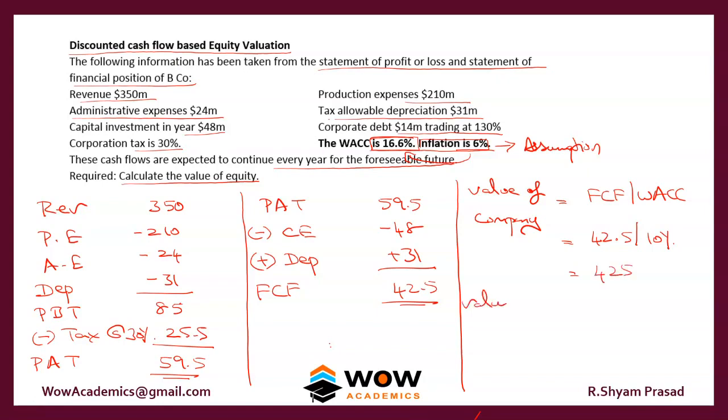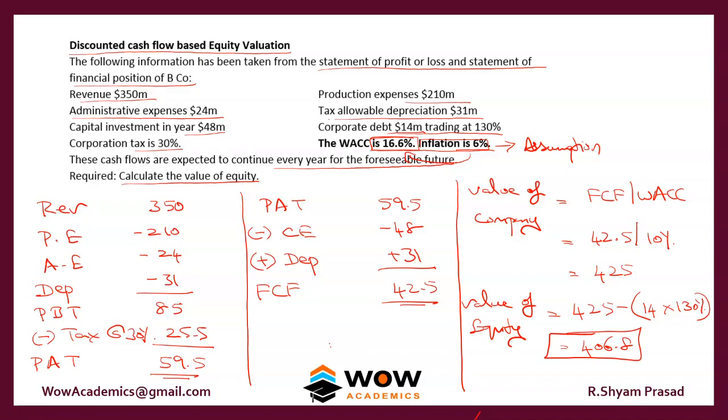So now we have to find out the value of equity. Value of equity is the value of the company minus the value of debt. So what is the value of the debt? The value of the debt is 14 million, but it is stated at 130 percent. So it means it is costlier than the 130. If we solve it, we get 406.8.